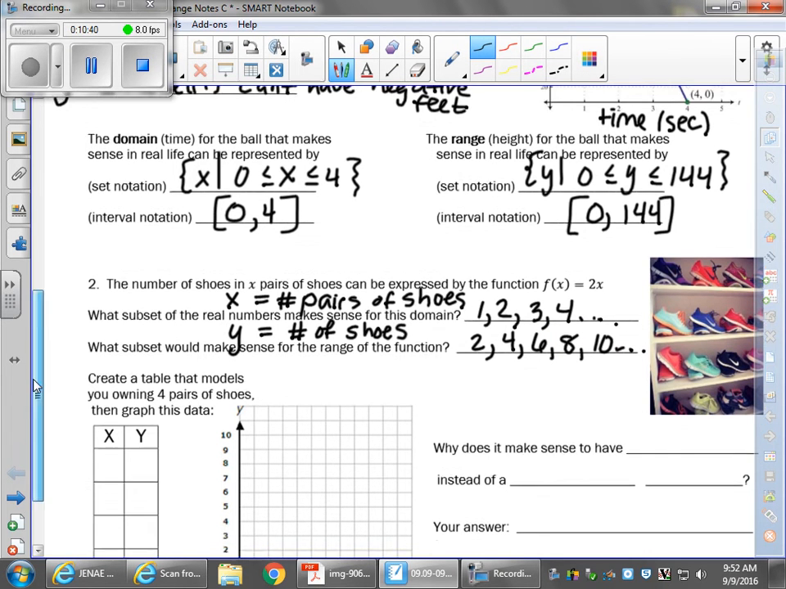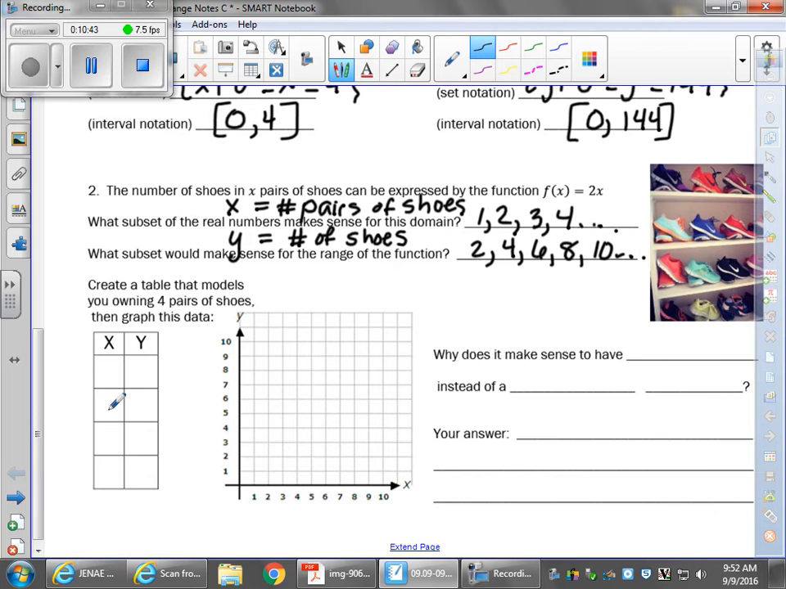Okay, so let's translate this into the table. What should I put for these x values? 1. And my y values? Can you graph these points? Go ahead and graph them. So, well, what should I graph? You tell me. Is it going to be a line? Ooh. What's my first ordered pair? 1, 2. Good. Next. 2, 4. 3, 6. 4, 8. Awesome.